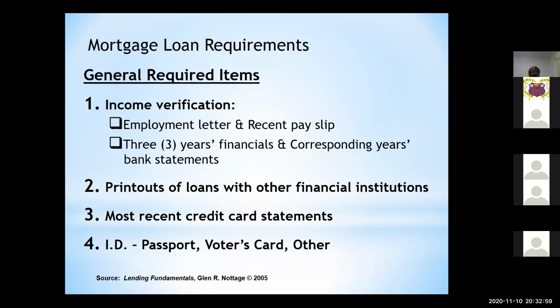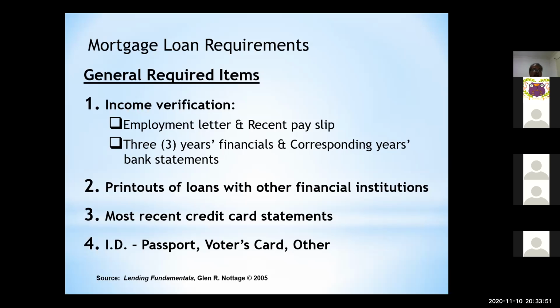Sometimes you may provide this kind of information in some format to the client. So you'll have your general required items. So the first thing is you need income verification, which if the person is employed, you need an employment letter and recent pay slip, or if they are self-employed, have their own business, you need a minimum of 3 years financial statements and corresponding years bank statements. The second thing you need is a printout of any loans they have with other financial institutions. Thirdly, most recent credit card statements if they don't have any credit cards with your institution. And fourthly, they need ID, whether that's passport, voter's card, or any other form of ID that your financial institution requires.